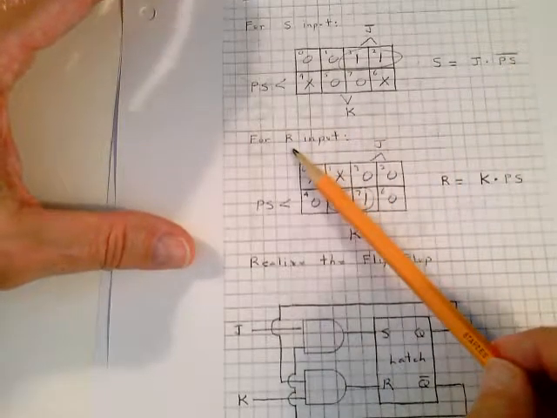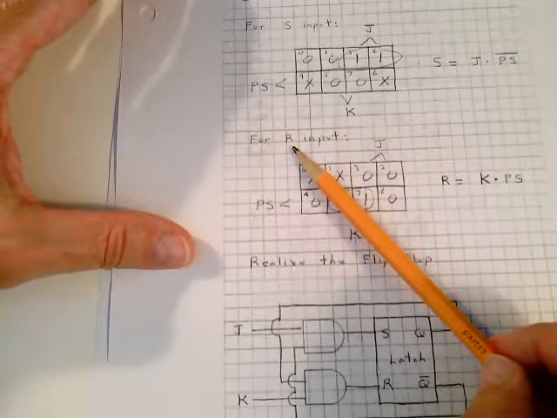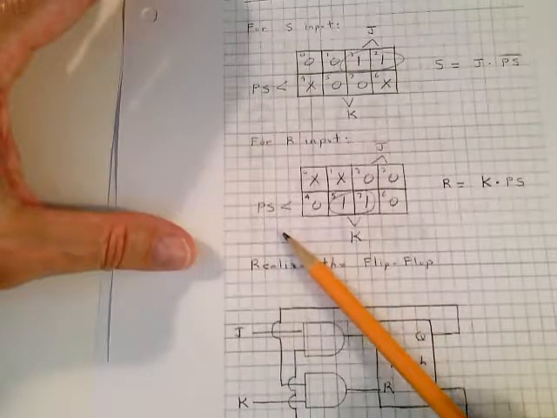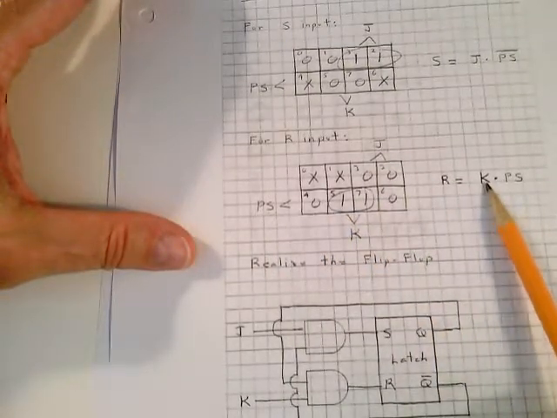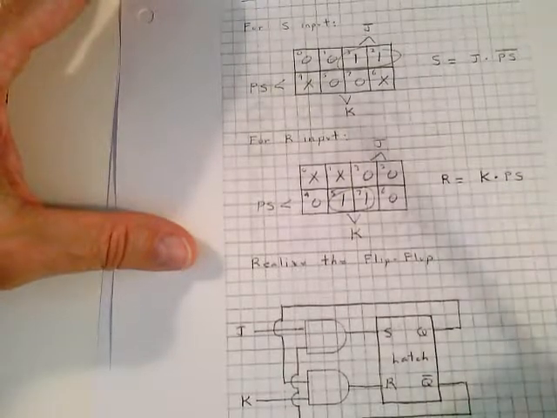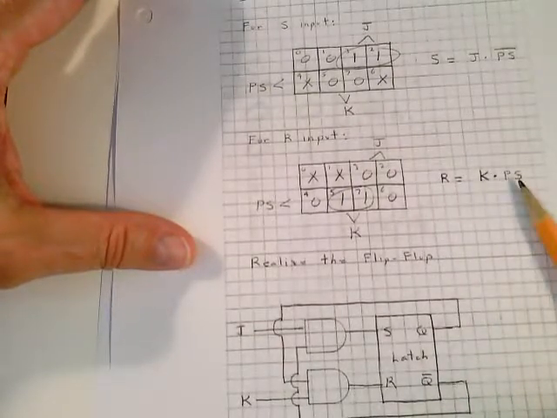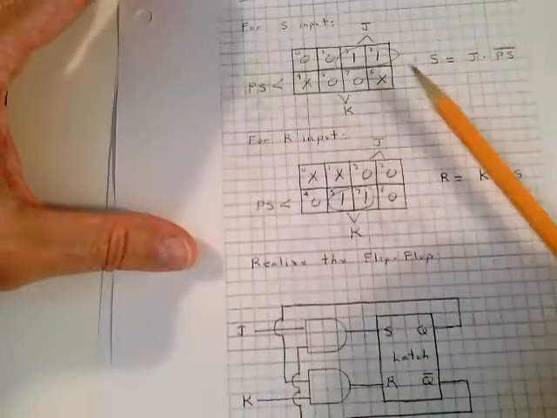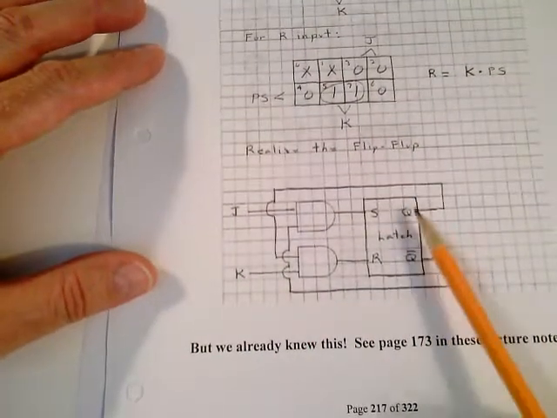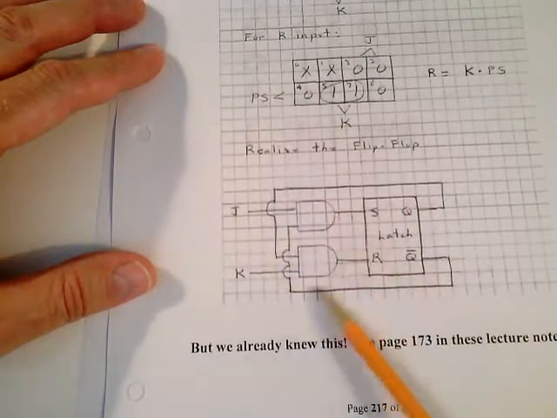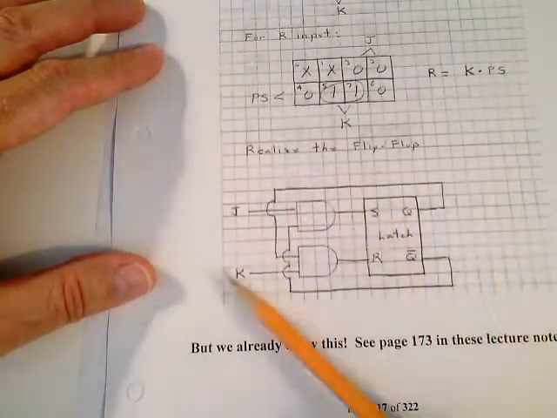And for the R input, on the SR flip-flop, the map tells us in a reduction technique that the reset is simply equal to K and the present state, or K and Q sub n. And you just realize the circuit, and here's the circuit down here. That's how we take an SR flip-flop, and this is how we make a JK out of it. This whole thing is a JK flip-flop.